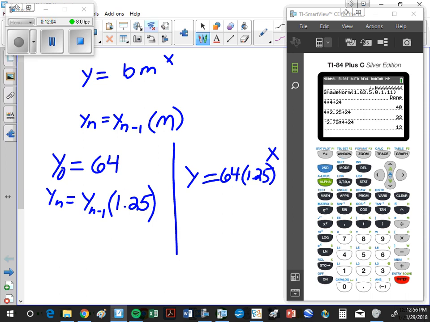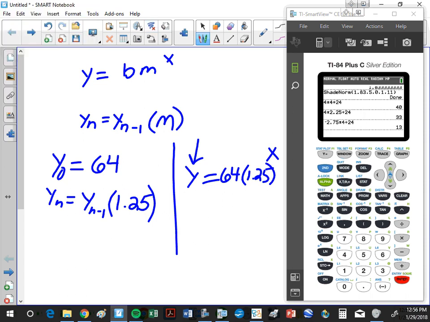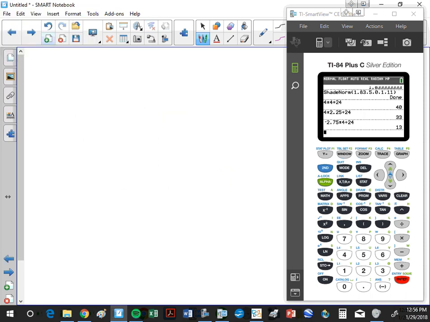All right, now the next one's kind of tricky. When will the tree have the following number of ripe apples? What do I do with 400? I'm going to stick it in right there. And something happens that makes our life difficult. 400 equals 64 times 1.25 raised to the x.